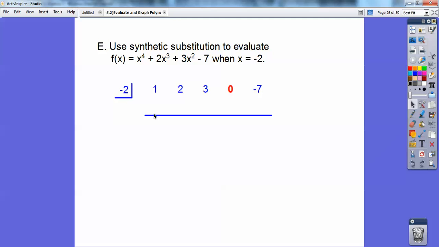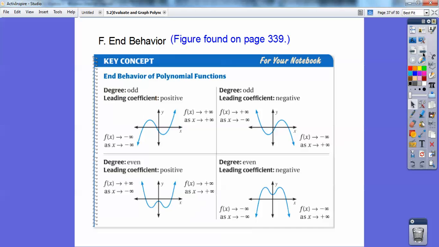Okay, slide it down, and then times the box number. So slide that down, times the box number, okay? Add those two guys together, you get 0, times the box number. 0 times anything is 0. Add 3 plus 0 times the box number is negative 6, add 0 plus negative 6 times the box number is 12, add negative 7 plus 12, answer is 5. Okay, I would get 5 if I plugged in negative 2 right there, right there, right there. Okay, synthetic substitution is great.